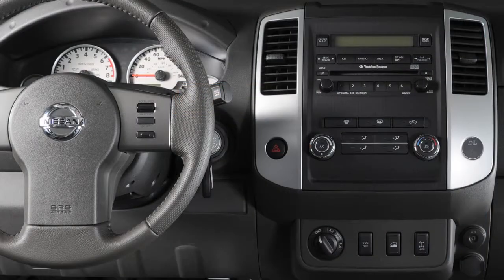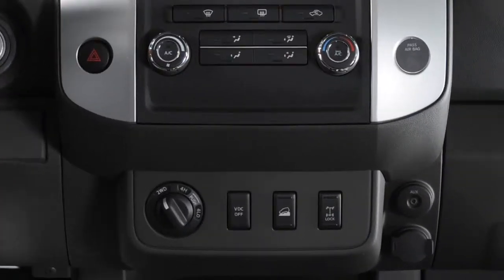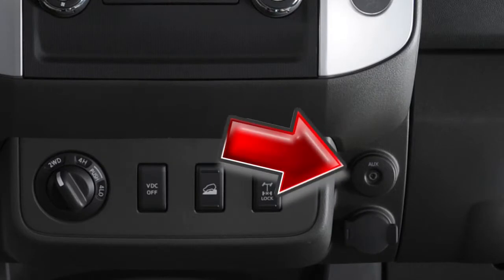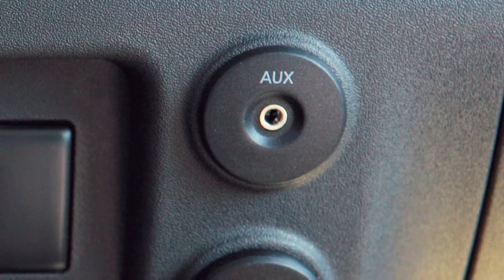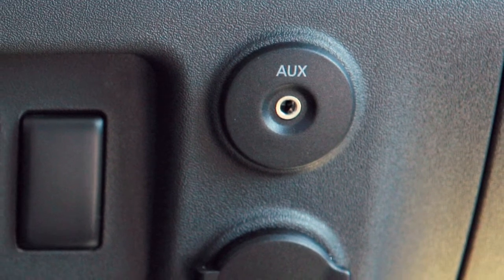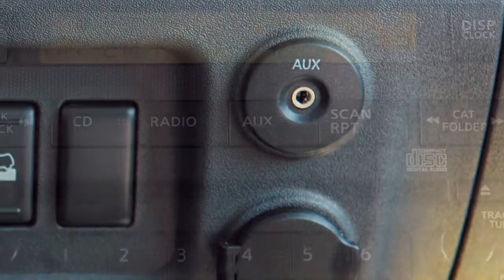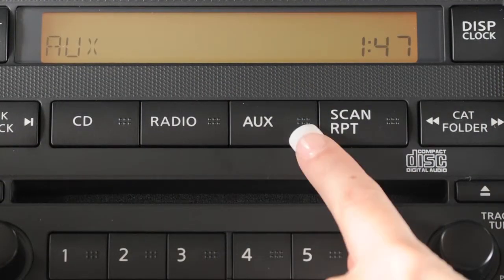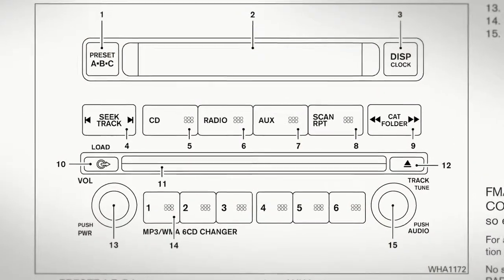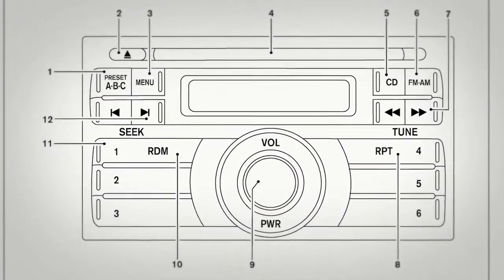If your system is equipped with an auxiliary jack, it is located above the power outlet on the instrument panel. The jack accepts any standard analog input device, such as a cassette tape player, MP3 player, or laptop computer. After plugging in a device, press the auxiliary button to begin play. Please refer to your owner's manual for more details on all audio systems.